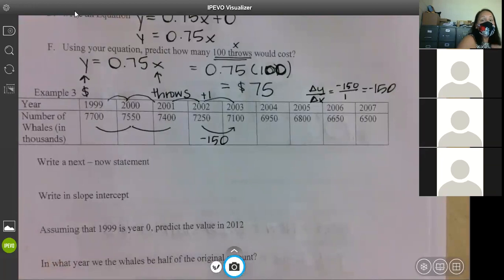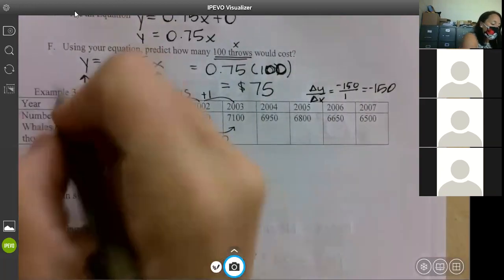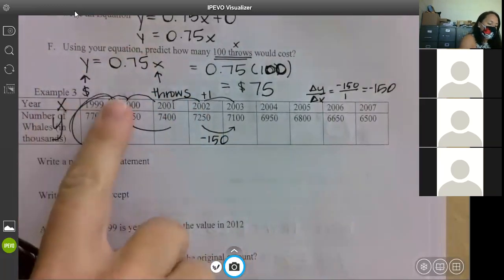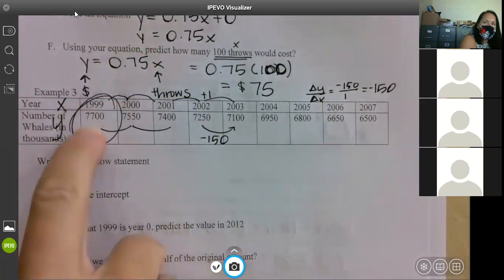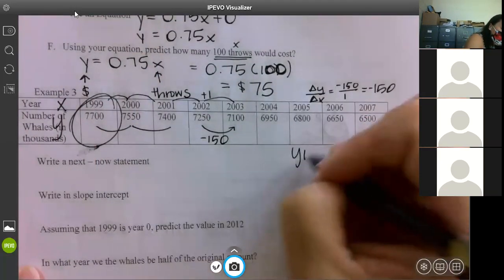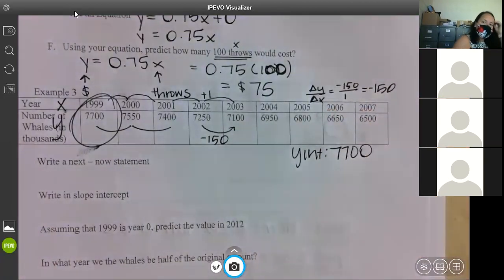$19.99. We did, but what's our y value so we can find our y-intercept? 1. No, what's our y value? Remember your chart is x, y. So this was our start, so the y value is our y-intercept. So y-intercept is 7,700.